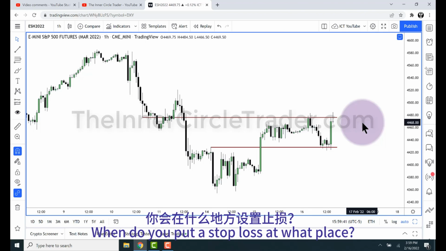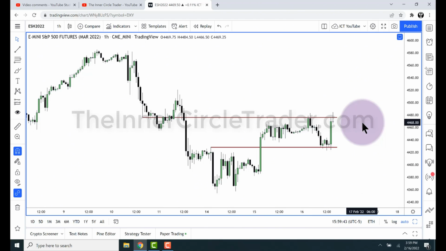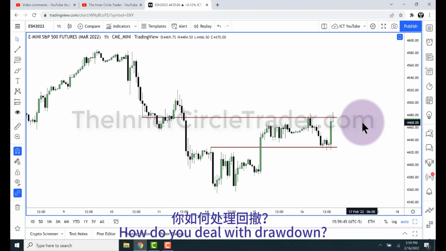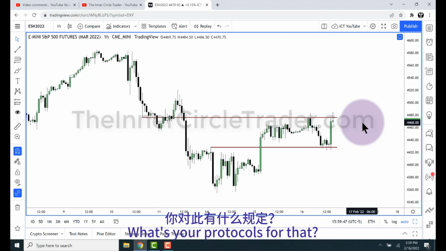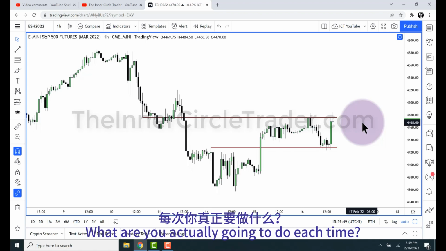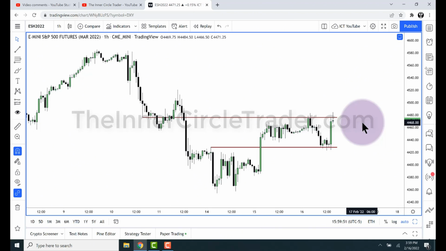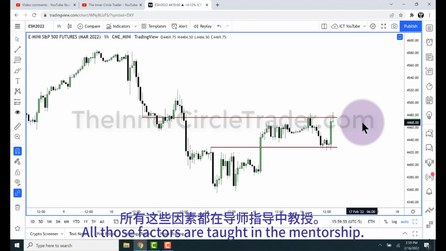When do you put a stop loss, at what place? How much risk are you going to manage? How do you deal with drawdown? What's your protocol for that? What are you actually going to do each time? And what's the mode of entry? What cancels it? All those factors are taught in the mentorship.